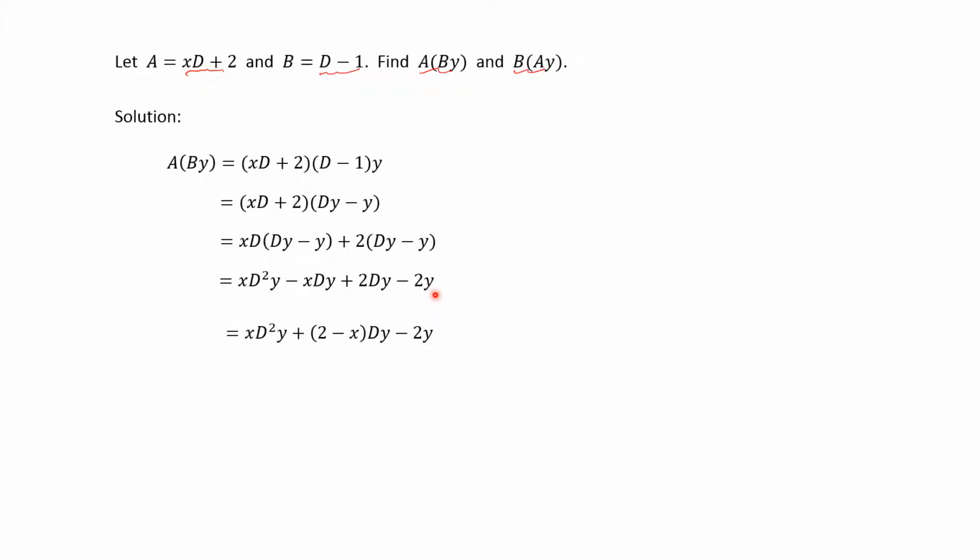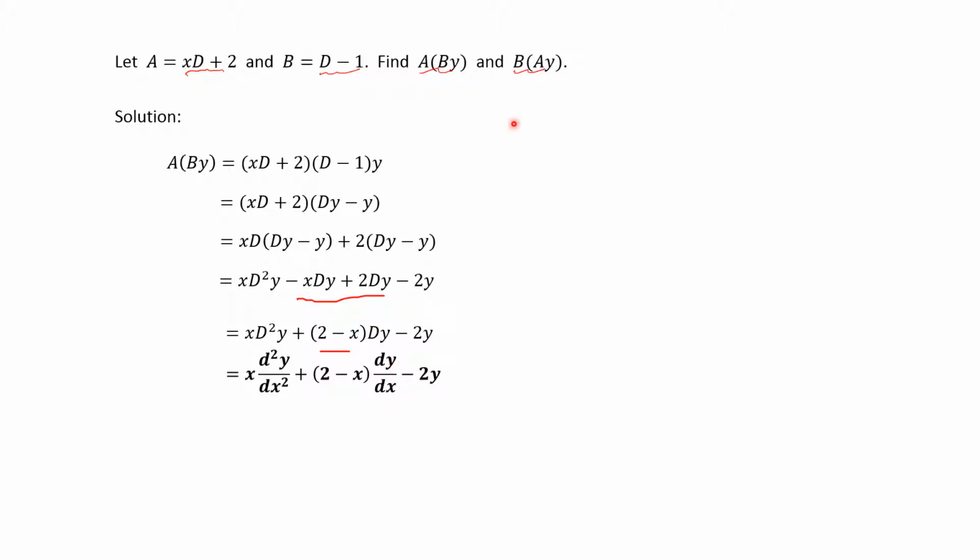Okay, and you see that you can factor the 2 minus x in this term, and you get Dy. Then, of course, this will now be written, from the definition of the operator, as x times the second derivative of y with respect to x, plus 2 minus x times the first derivative of y with respect to x, minus 2y.